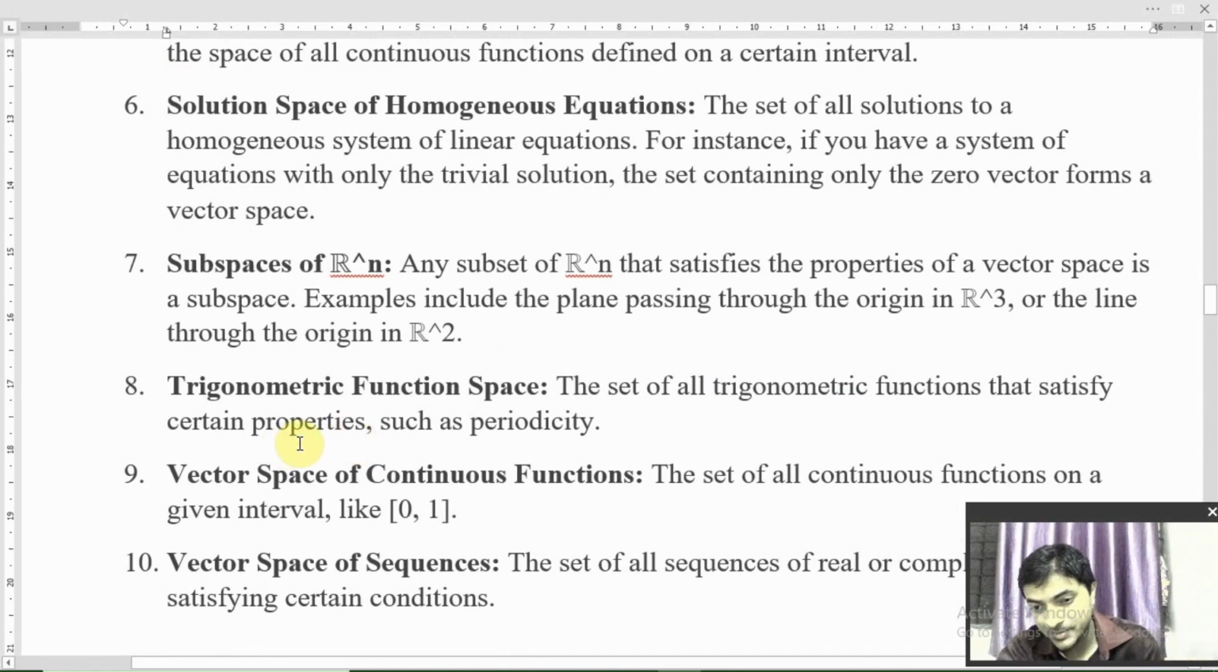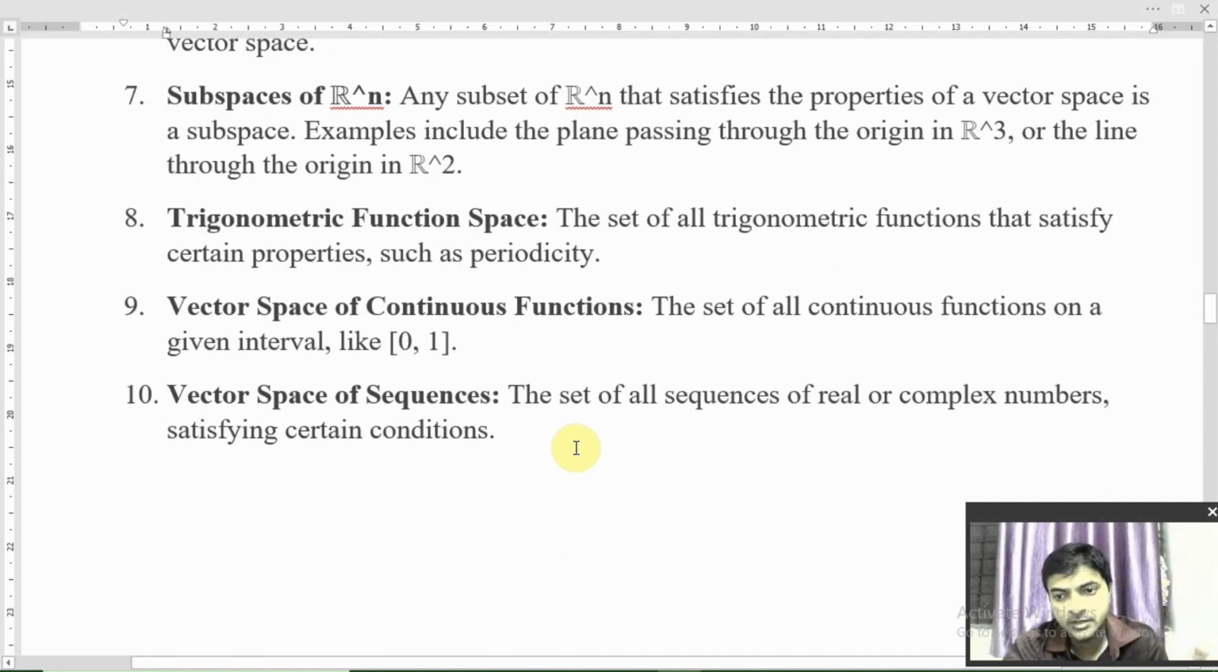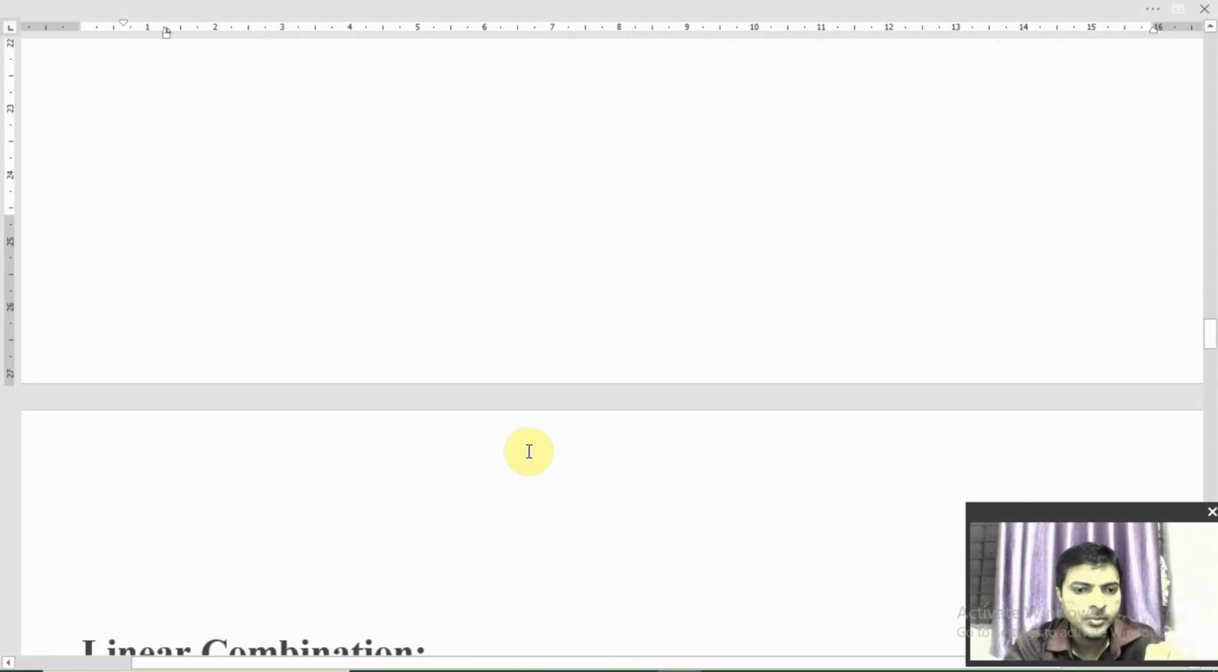Then the trigonometric function space: just now I said it is the set of all trigonometric functions that satisfy certain properties such as being periodic, so we say it satisfies the vector space. The vector space of continuous functions is also a vector space. The vector space of sequences, the set of all sequences of real or complex numbers satisfying certain conditions, is therefore declared a vector space. So this is all about the vector space.